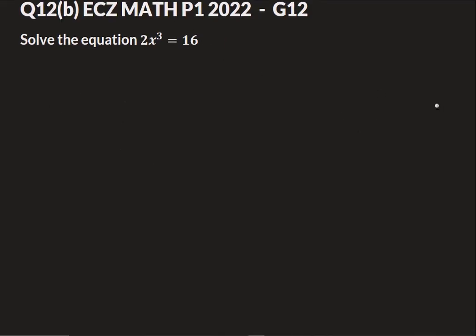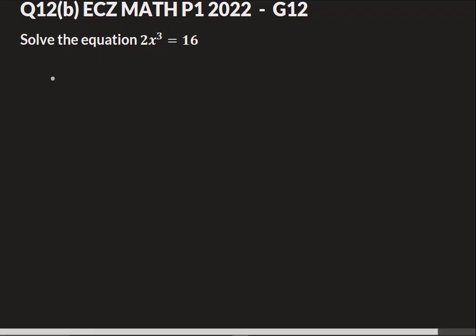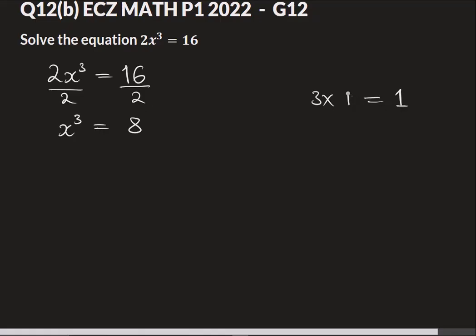Let's do just one question for more practice. Here we have 2x to the power 3 is equal to 16. Just like we did, we divide both sides by 2, giving us x to the power 3, which is equal to 8. And then we think to ourselves, 3 multiplied by what number is going to give me 1, or simply the multiplicative inverse of 3.